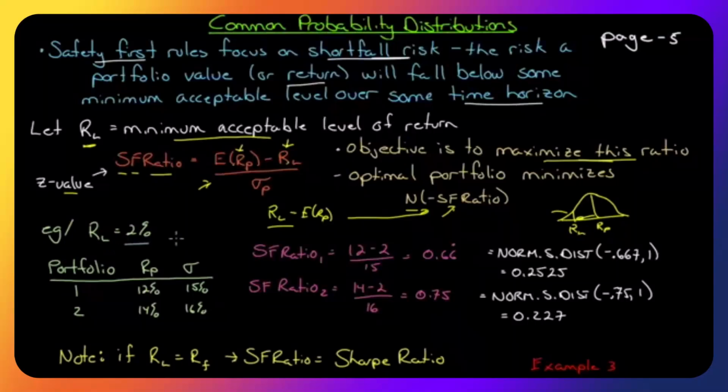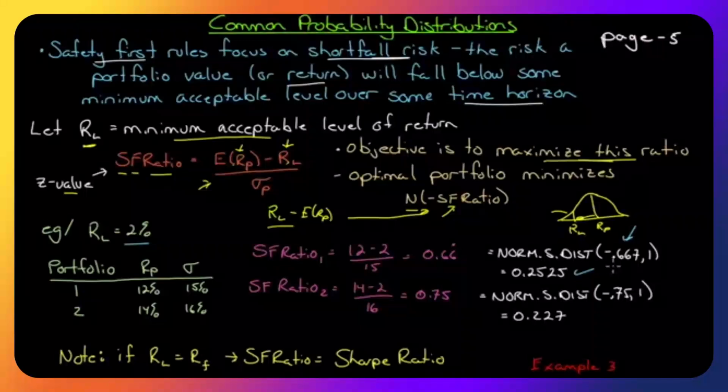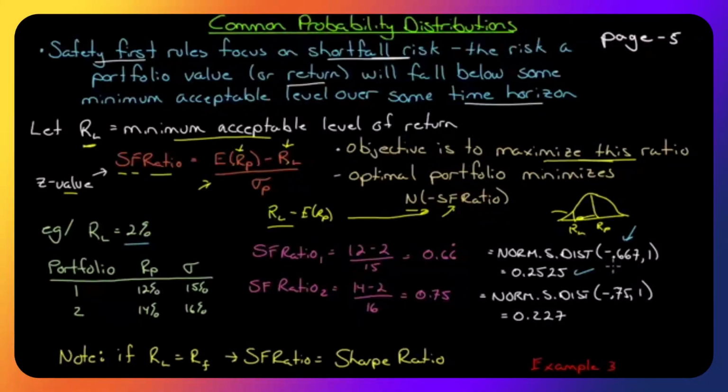Let's say our minimum acceptable level of return is 2%. We have portfolio 1 and 2. Portfolio 1 has an expected return of 12%, standard deviation of 15. Portfolio 2 is 14 and 16. Let's calculate the safety first ratio for portfolio 1. It is 12 minus 2 divided by 15, or 0.666 repeated. That enters in as a negative z-value. 25.25% probability that the portfolio will earn less than 2%.